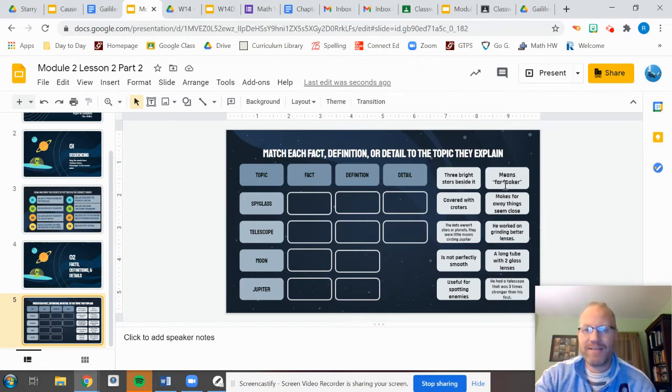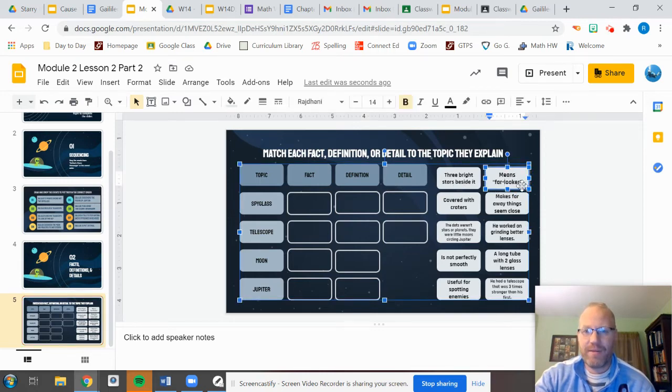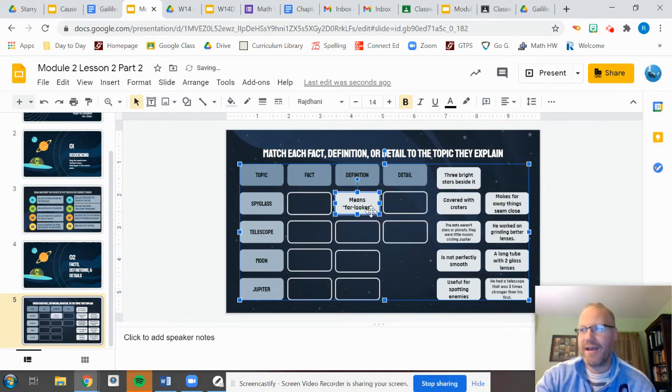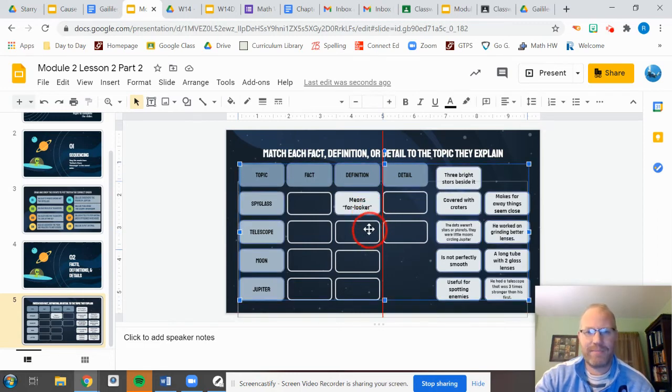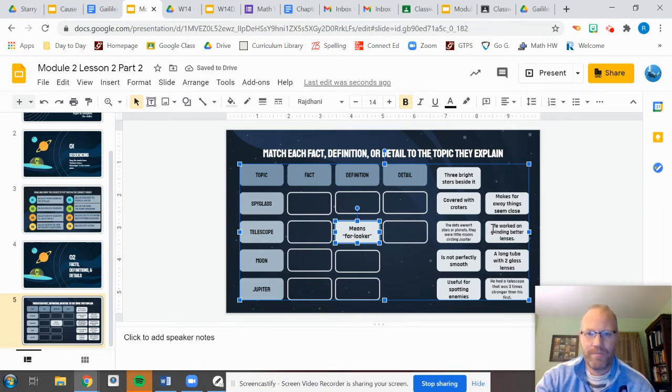So means tells us that is a definition because it's something that has means. It means something. So spyglass means far looker. Is that true? Spyglass is not far looker. You got to be careful. You see what just happened to me? I moved the whole thing, so I'm going to undo it. And now I want to just move this one to telescope. Telescope means far looker.